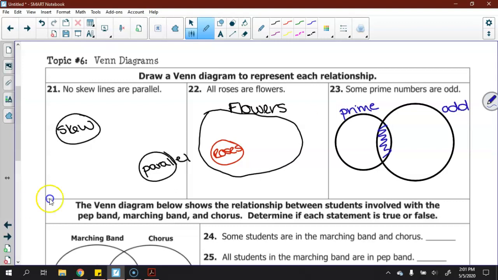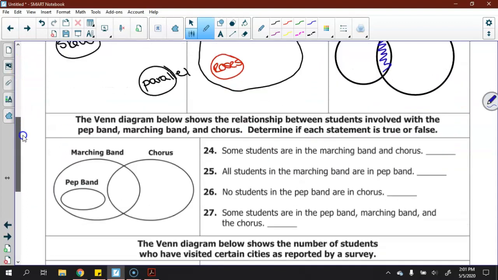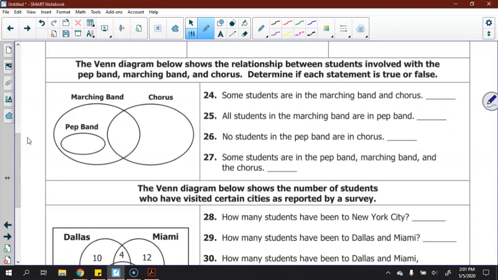All right, last little bit, and then I will set you guys free. The Venn diagram below shows the relationship between students involved in pep band, marching band, and chorus. Determine if each statement is true or false. Up first, some of the students that are in marching band are in chorus. Yes, that is true because I have this little area of overlap where they could be involved in marching band and chorus.